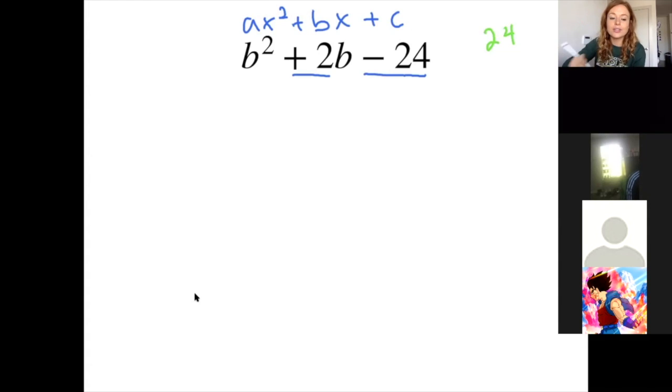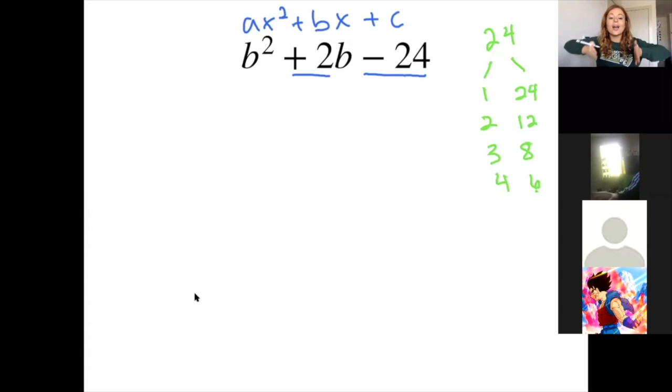So let's go through our factors of 24. We have 1 and 24. 2 times 12 is 24. 3 times 8 is 24. 4 times 6. And then 5 doesn't go into it, and 6 would start back over with the one we already have. Okay, so those are all my factors of 24.